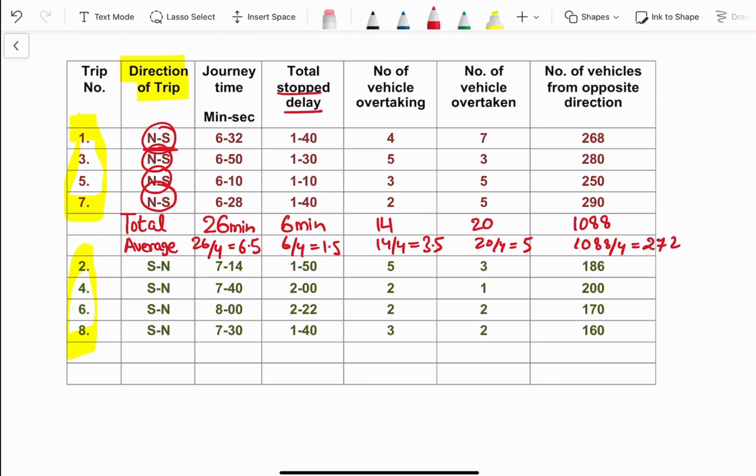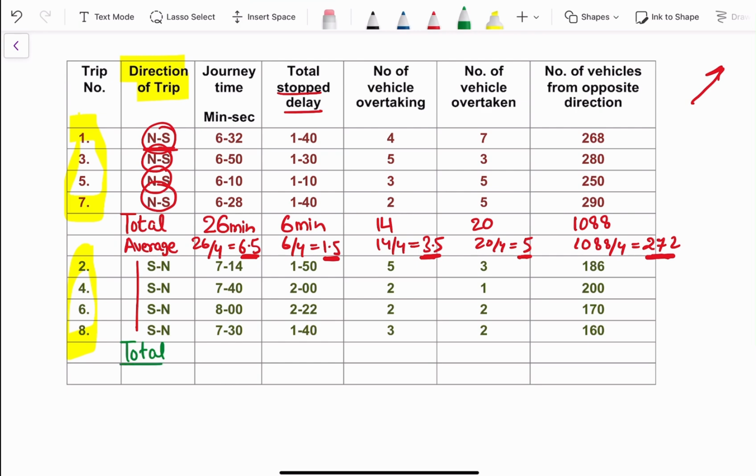Alright, so the average value of the journey time is 6.5 minutes. So the average of the total stop delay is 1.5 minutes. The average number of vehicles overtaken is 3.5, the average number overtaken is 5, and 272. Now let us, in a similar fashion, solve for the south-north direction.